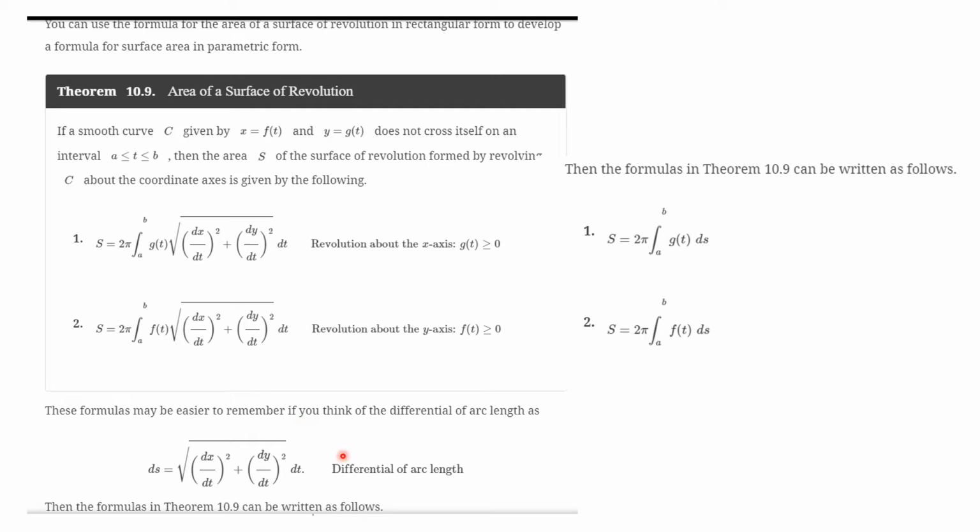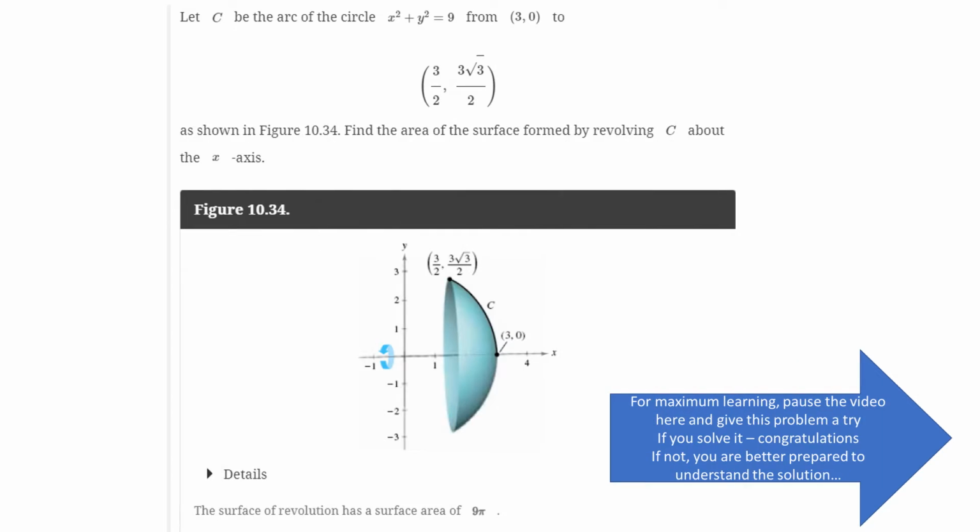Now, these formulas may be easier to remember if you just think about this as being ds, and then the formulas can be written. Formula 1 can be S is equal to 2 pi, the integral of g of t ds. And here, S is 2 pi, the integral of f of t ds. And again, s is going to be parameterized this way often in your Calculus 3 studies. So let's apply that with a couple of examples.